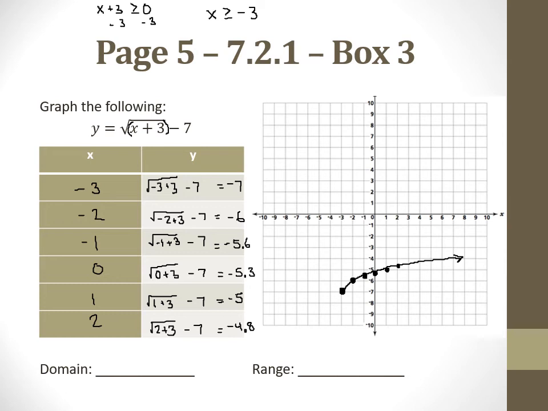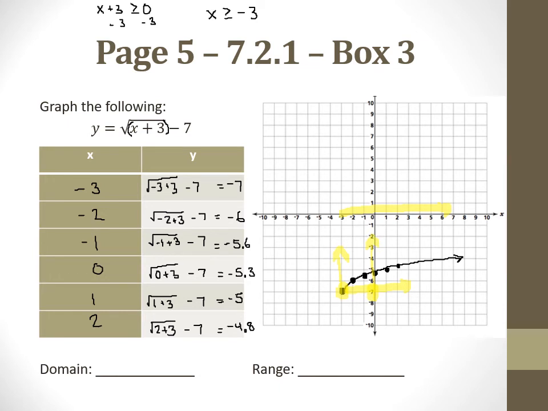So for the domain and the range, notice that these are all connected with my starting point. So if my starting point is at negative 3, comma negative 7, then everything is to the right of there, and everything is above that point. So everything is to the right of negative 3, and everything is above negative 7.